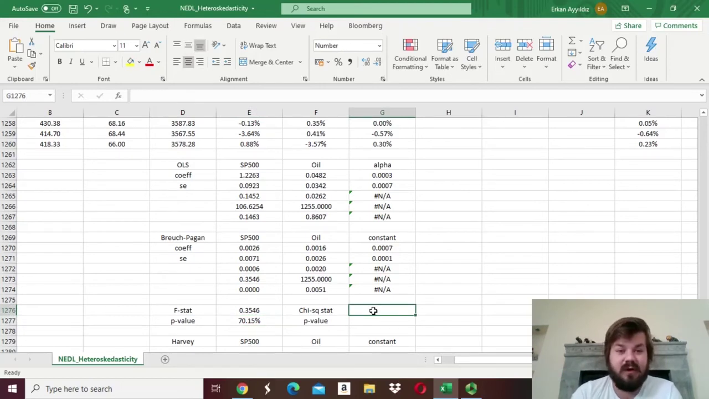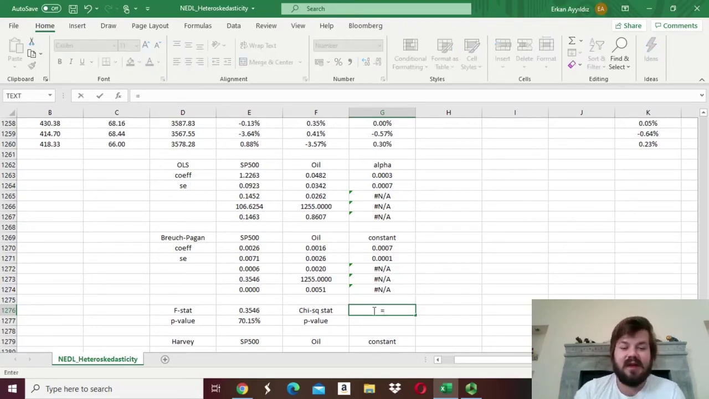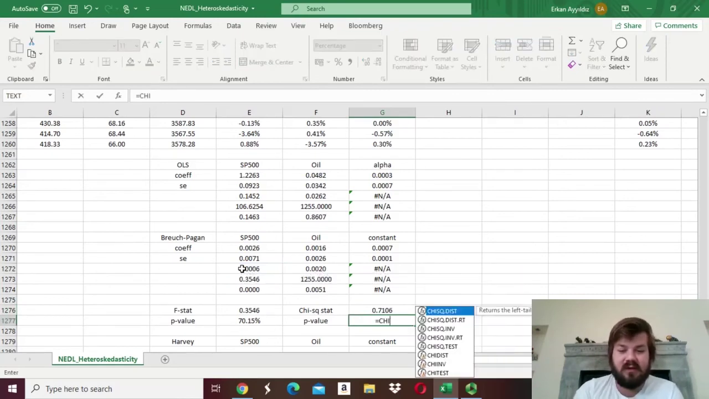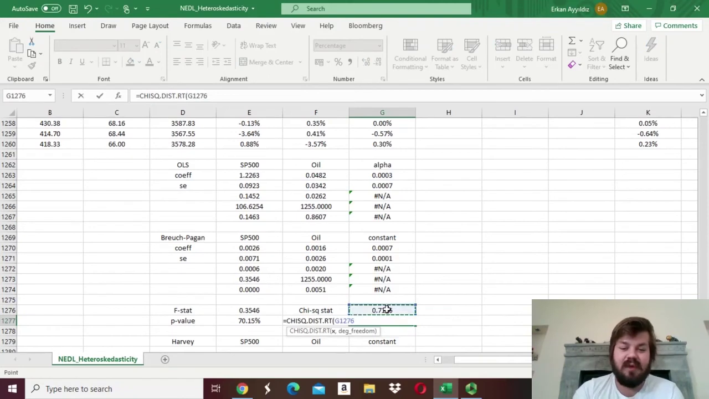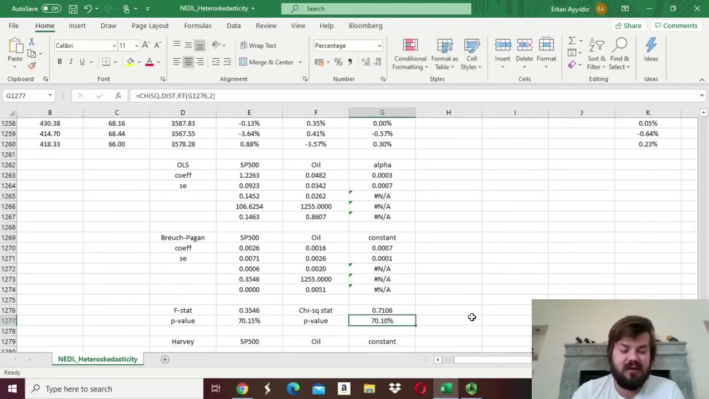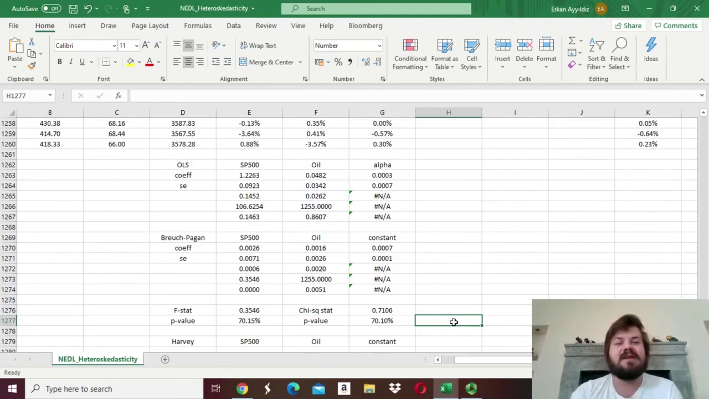The second testing framework for heteroskedasticity is the chi-squared stat and chi-squared test. Again, the chi-squared stat would be just the R-squared multiplied by the total number of observations, that is 1,258. And then we can apply the chi-squared right-tailed distribution, inputting the statistic that we have just obtained, and the number of degrees of freedom would be the number of explanatory variables. In that case, it's 2. And we get a p-value that is really close to the F-test p-value, and it reinforces our initial finding that the probability that there is heteroskedasticity is lower than 30%, and it means that the Breusch-Pagan test does not allow us to determine that heteroskedasticity is indeed present.